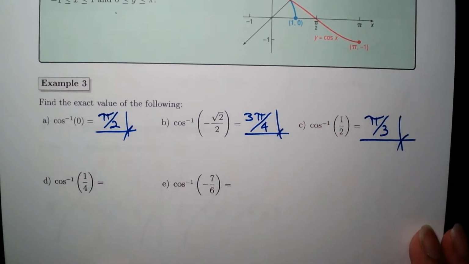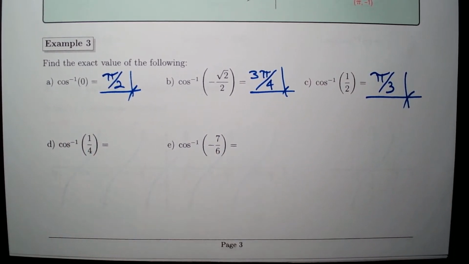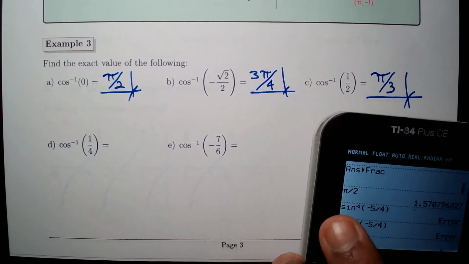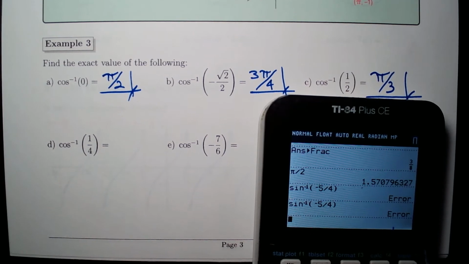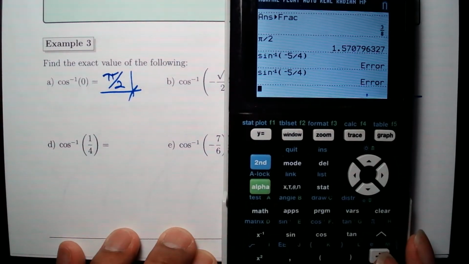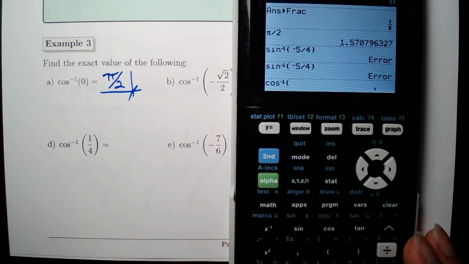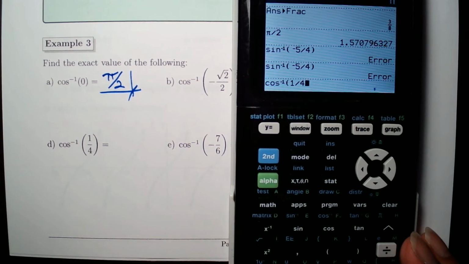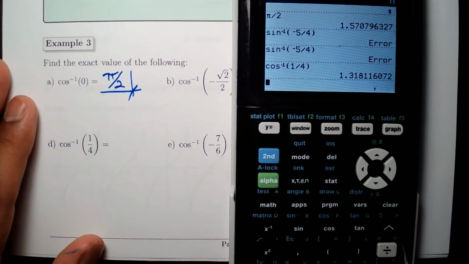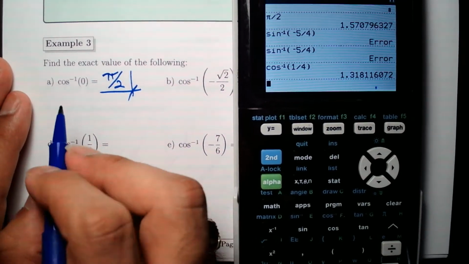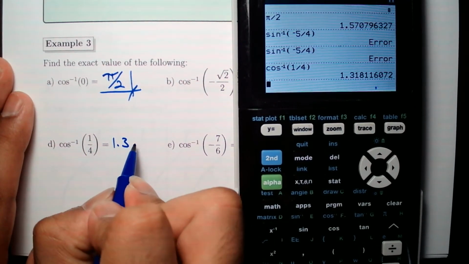And same, of course, we're going to have values that are not on the unit circle, or at least on this common unit circle. So for cosine inverse, we're going to have to do this again. Inverse cosine of 1/4, and that's 1.318. We round to 2 decimal places, 1.32.